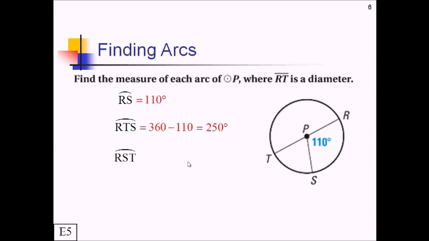And this last one is kind of tricky. RST. Now you might be saying, well, hold on a sec. I don't know how much this TS arc is here. I mean, if I did, maybe I could add that in 110 and get this other arc. The key here is to realize what exactly is forming this major arc. We've got a diameter going through the circle here, and we know it's a diameter because it's going through the center. A diameter, as it turns out, cuts a circle into 2 180-degree semicircles. So if you've got a diameter, both arcs formed by it are going to be 180 degrees.